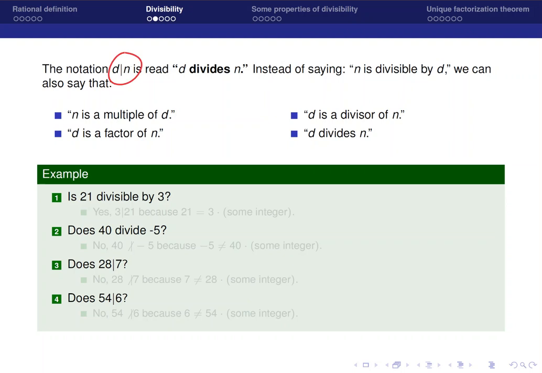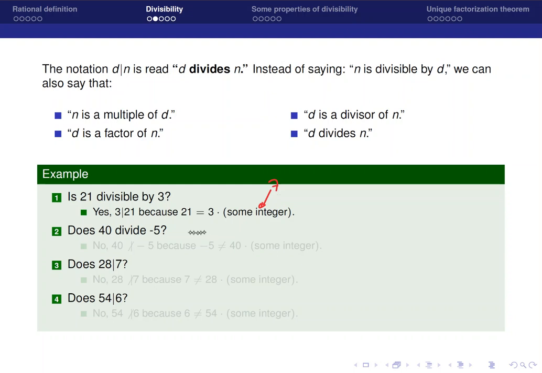So in the examples, we're being asked, is 21 divisible by 3? So how can I write this using the notation that we learned? I can write 3 slash 21. That means does 3 divide 21? So in other terms, is 21 a multiple of 3? The answer is yes, because 21 is 3 times some integer. As a matter of fact, the integer that you would have to pick would have to be 7, and it would work.